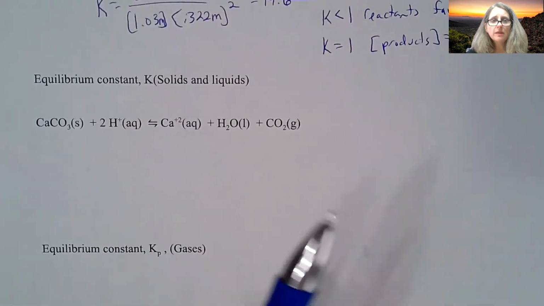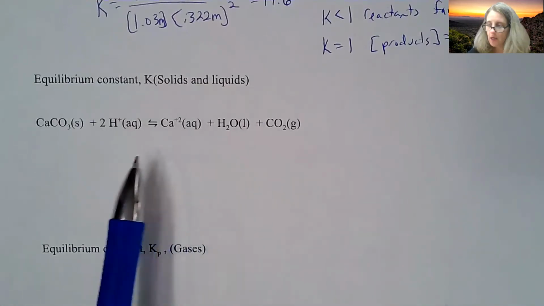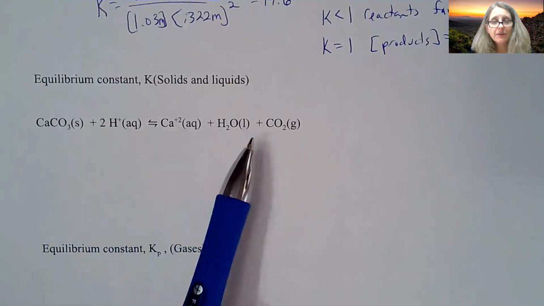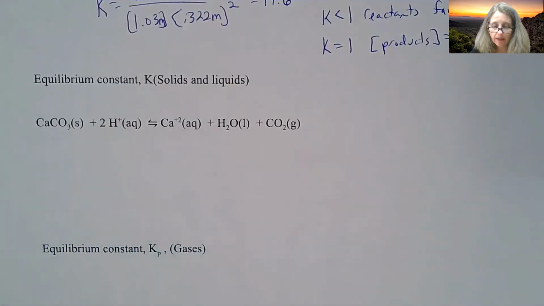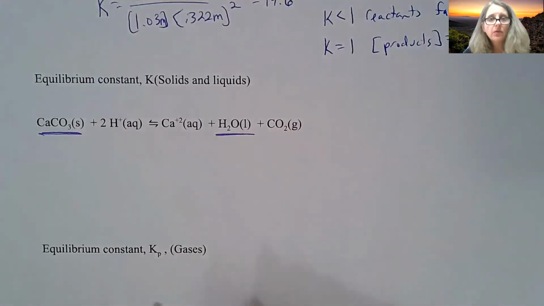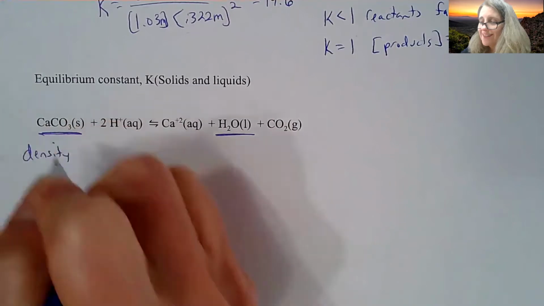Well, what do we do with an equilibrium that has solids or liquids in it? Okay, so this is calcium carbonate plus some acid produces calcium ions, water, and carbon dioxide. What I want you to think about is solids and liquids. Do they have concentration? Can you have a concentration with those? You can't. You do have density though.